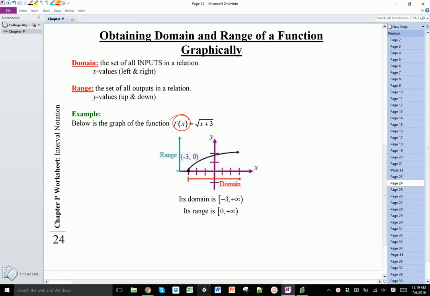So the leftmost point here would represent the leftmost point in the domain, or the smallest x value possible, and then it goes on forever and ever, so the domain would go from -3 up to positive infinity. Now the range is the values that you get out of it, so if you're looking at this graph, we start at 0, that would be the lowest point that we get, and it looks like it plateaus, but it does actually continue to increase infinitely, so it would be from 0 and then it keeps going up and up and up to positive infinity.